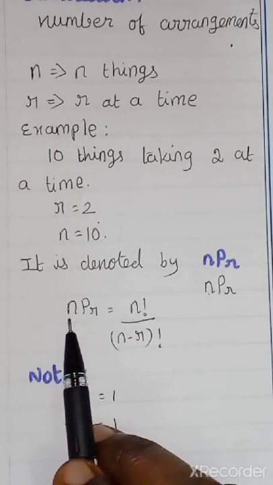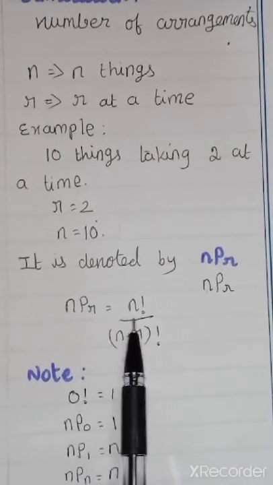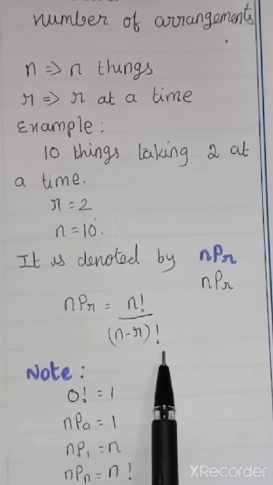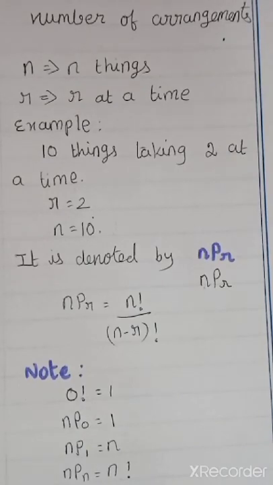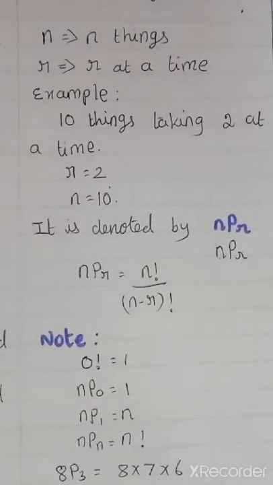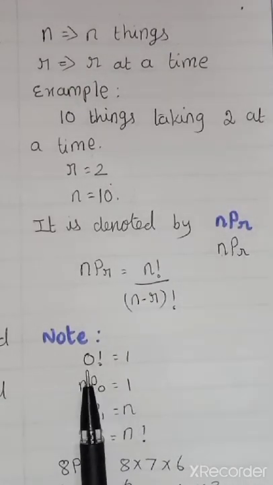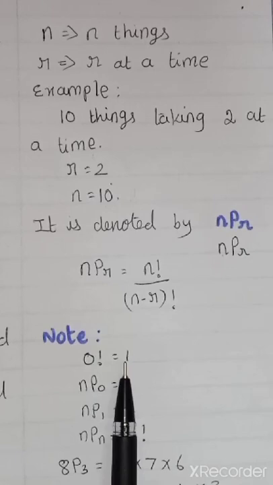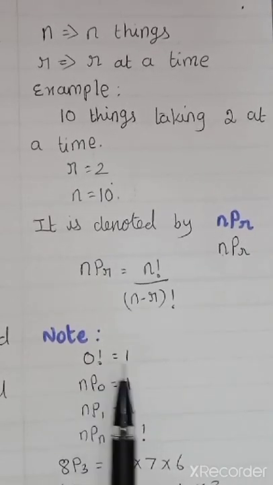We have a formula for nPr. What is the nPr formula? n factorial by (n minus r) factorial. This is the formula. Is that clear? Okay. What is the answer for 0 factorial? 1. So 0 factorial is not 0, it is 1.